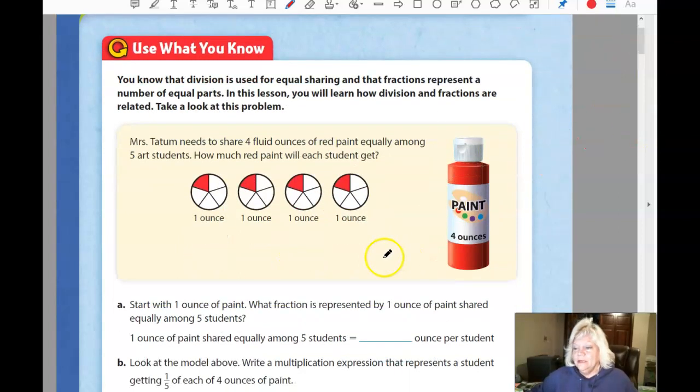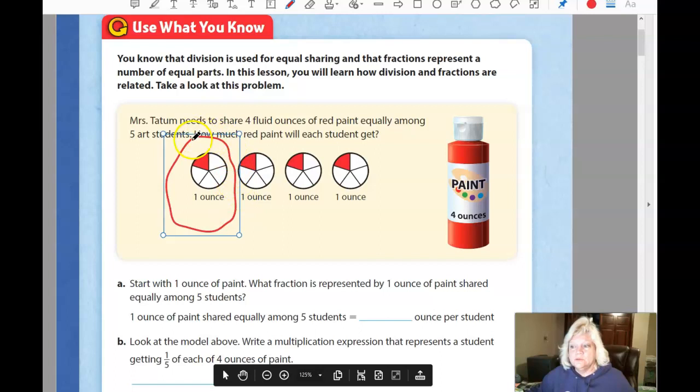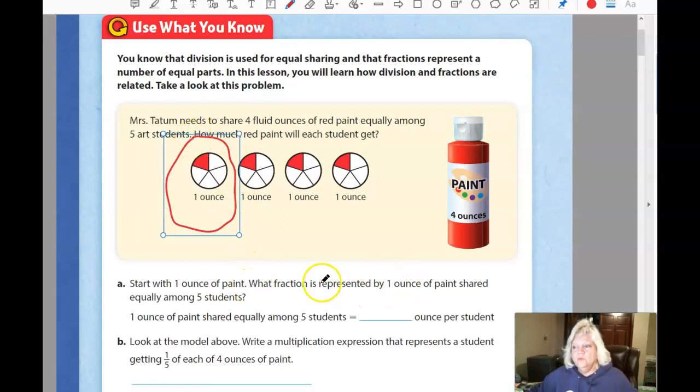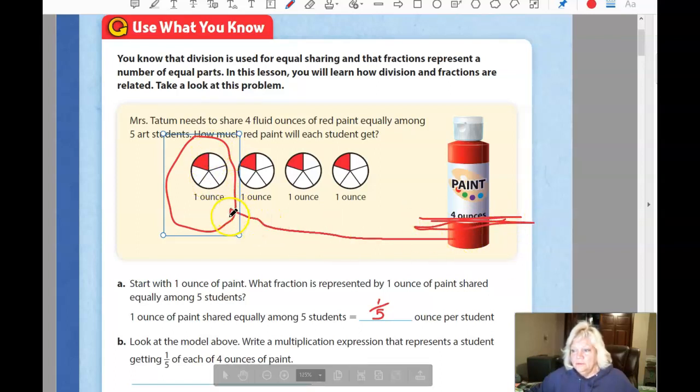So now we go down here and we're going to look at this and it says start with 1 ounce of paint, which is what we did right here. There's 1 ounce of paint and we're going to divide it into 5s. So each student is going to get 1/5. Do you see what we did? There's that first ounce right there. And I moved it right here, 1 ounce. I'm dividing it by 5. So everybody's getting 1/5 of that 1 ounce.